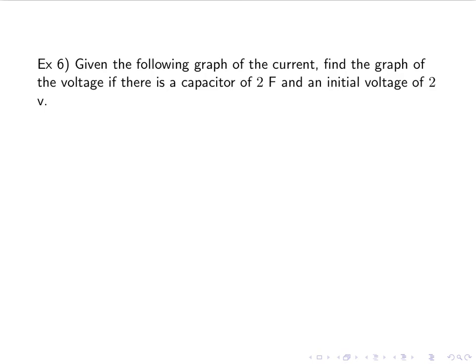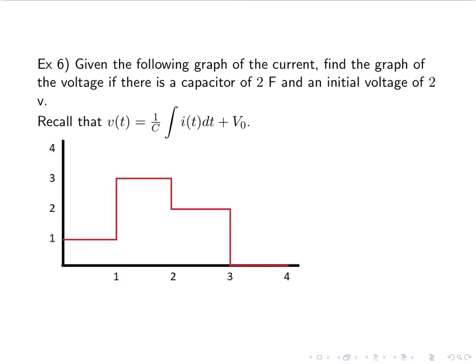For our last example, given the following graph of the current, find the graph of the voltage if there's a capacitor of 2 farads and an initial voltage of 2 volts. So again, we're going to use that the voltage is 1 over c times the integral of I of t dt plus the initial voltage. So here's the graph of our current. So in order to do the voltage, again, we're going to break it up into the different segments. So from 0 to 1, 1 to 2, 2 to 3, and 3 to 4.